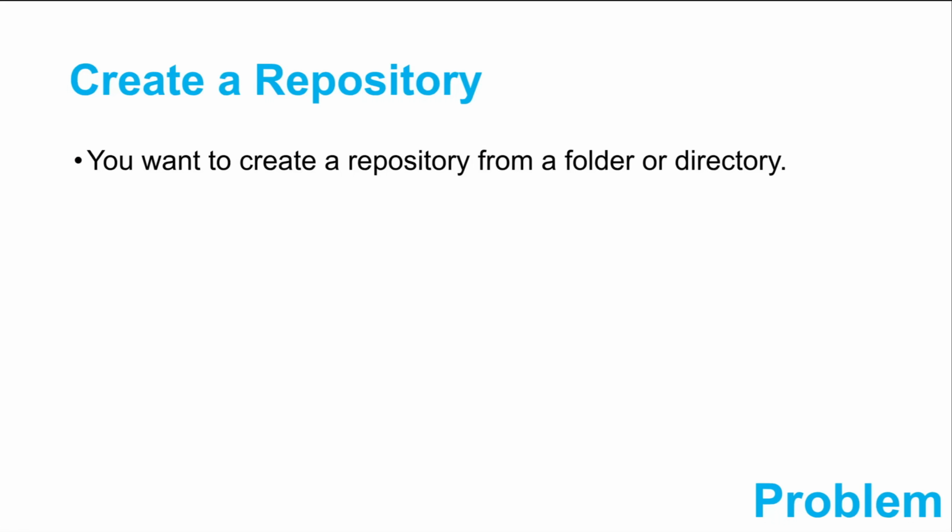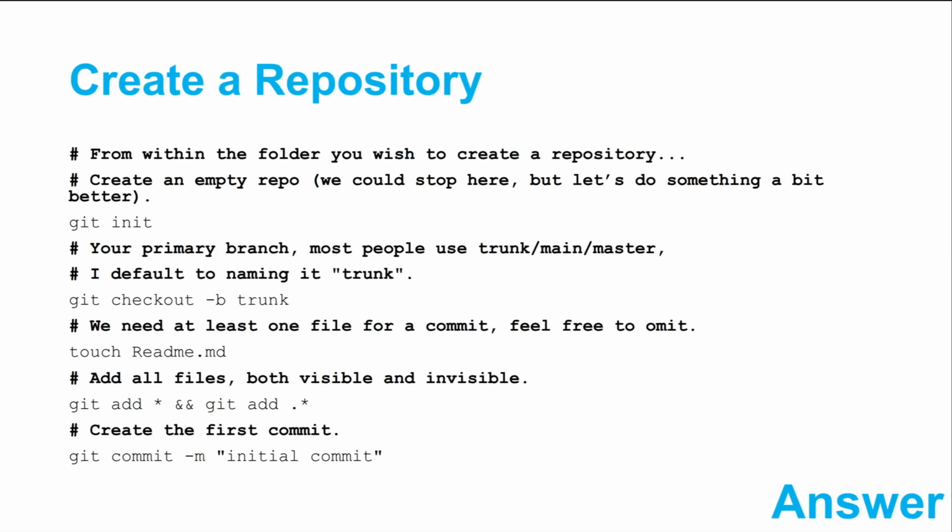So now that you've set up Git, you'll want to create a repository. Chances are you already have a project and you're like, I should really track this stuff now. So how do we do that? Well, we go into the folder that we want to make a repository. We type git init, which will create an empty repository. Then we check out a new branch, in this case using git checkout -b trunk.